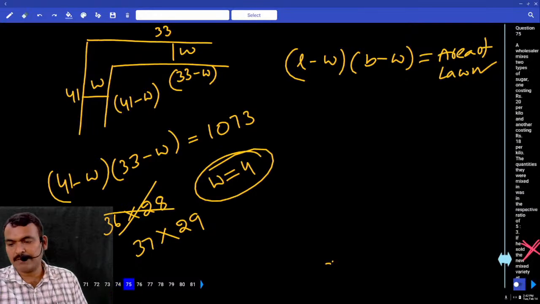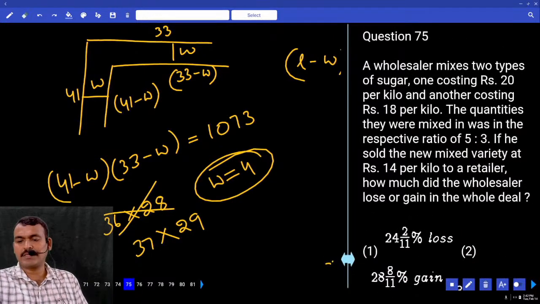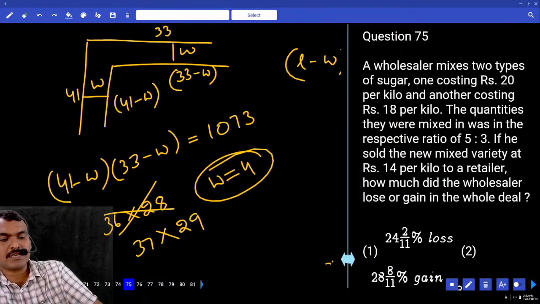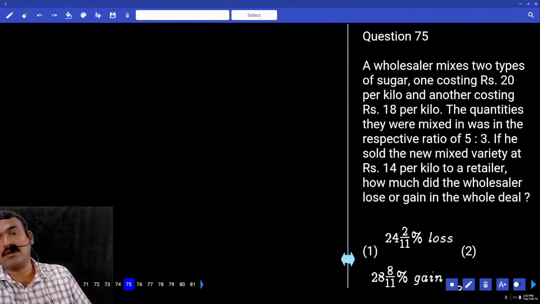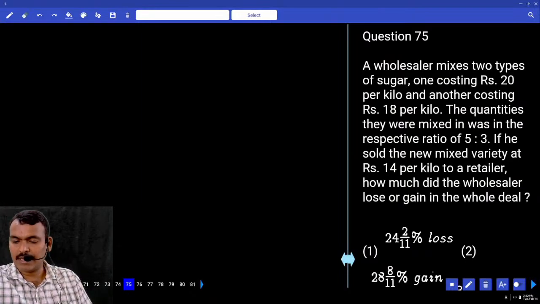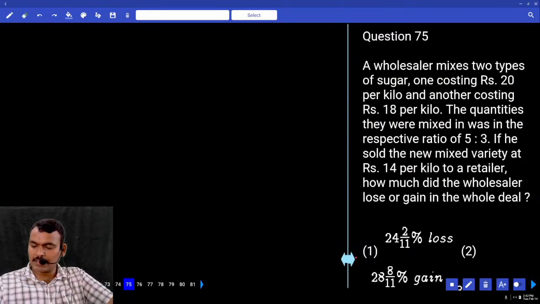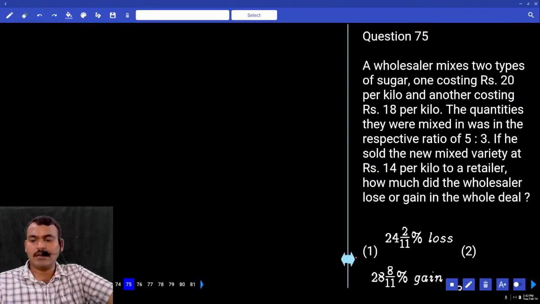Next, question number 75. A wholesaler mixes 2 types of sugar. One costing is how much? 20 rupees per kilo. Another one costs 18 rupees per kilo. The quantities were mixed in the ratio of 5:3. If he sold the new mixed variety at 14 rupees per kilo to a retailer, how much did the wholesaler lose or gain in the deal?